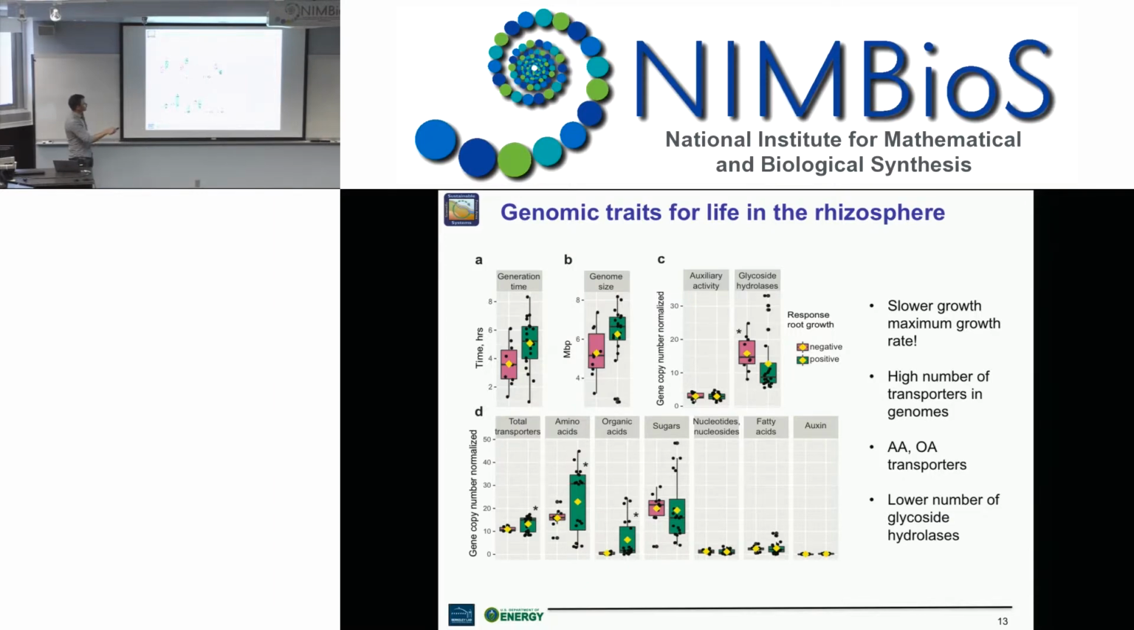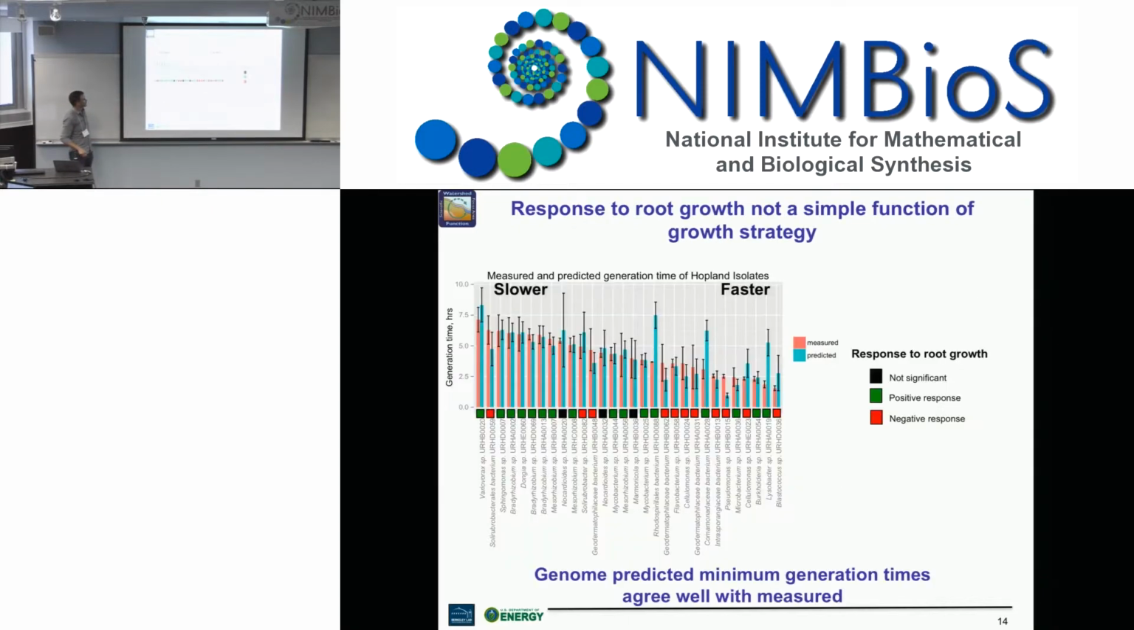So the higher numbers of transporters in genomes, particularly amino acid and organic acid transporters, and lower number of glycoside hydrolases in the positive responders, but wired for slower growth. Okay, we tested this in the lab because we had the isolates, and this is measured versus predicted for growth, maximum specific growth rate. There are some anomalies, but it does a pretty good job.